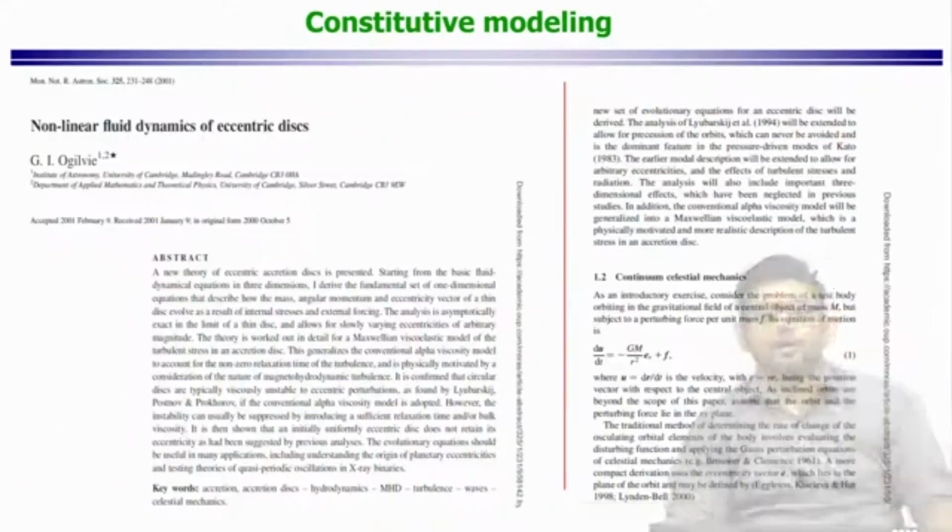Okay. So, for example, I have just taken these pages from a paper called Nonlinear Fluid Dynamics of Eccentric Disks, authored by Ogilvy. Here he is looking at a theory of eccentric accretion disks, which is an astrophysical phenomenon. And the important part is, on your left hand side, you can read the abstract for that. And on the right hand side is a separate page of the manuscript.